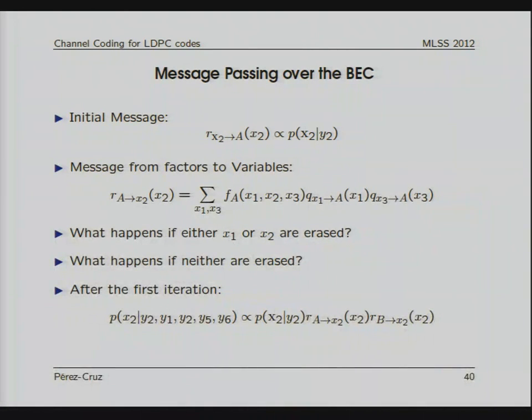So let's look at the message passing algorithm for this channel. And the good thing is that the message passing becomes a very simple rule. The initial message from X2 to A in this model is going to send the information that it got from Y2. If Y2 was a 0 or a 1, it's going to tell A, I'm a 0 or I'm a 1. If Y2 was erased, it's going to say 50-50, I know nothing about what I am. And then we see the message that A sends to X2. Let me write it down because I think it's going to be easier to see.